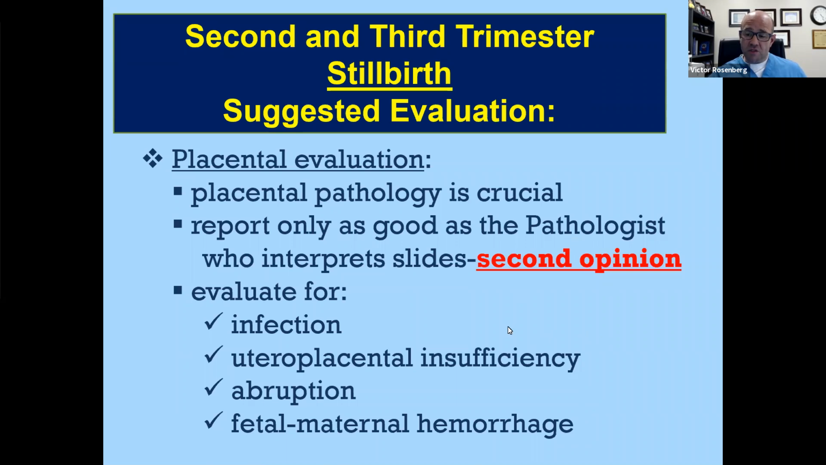A pathologist will look for evidence of infection, uteroplacental insufficiency, where the placenta wasn't working the way that it should and providing the nutrients that it should to the baby, evidence of abruption on the pathology, which is a premature separation of the placenta, and again, that fetal maternal hemorrhage we talked about before, which is an excessive amount of blood from the fetus or the baby going into the mother's circulation.